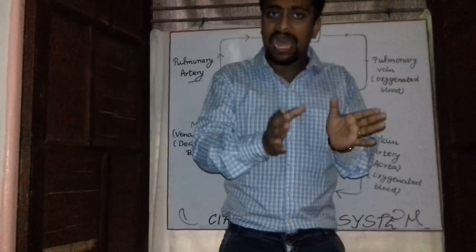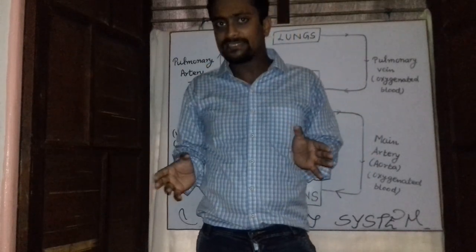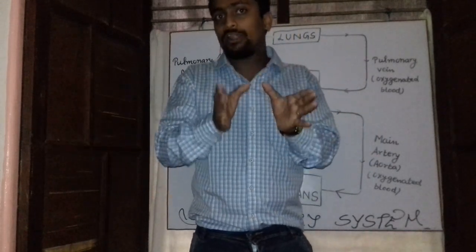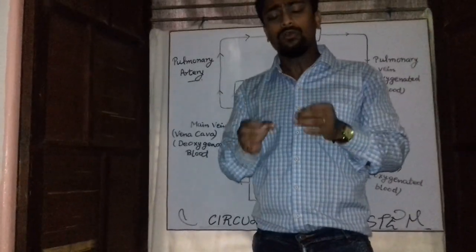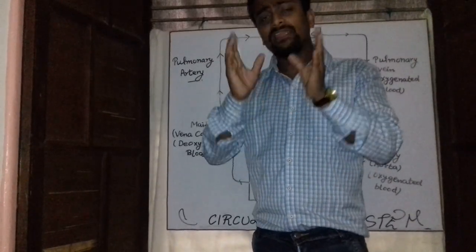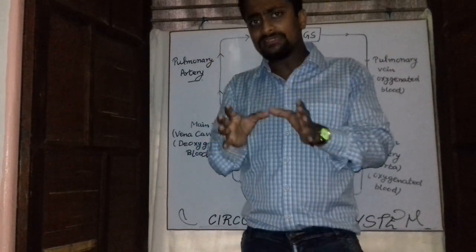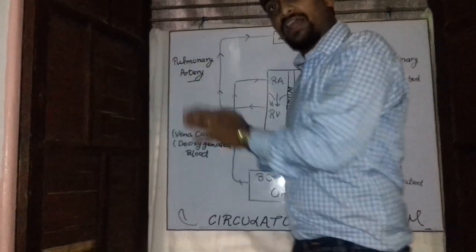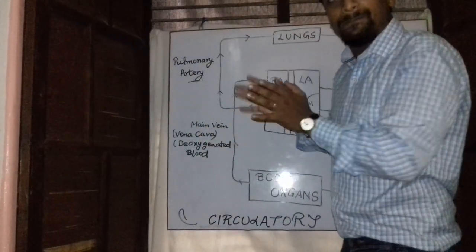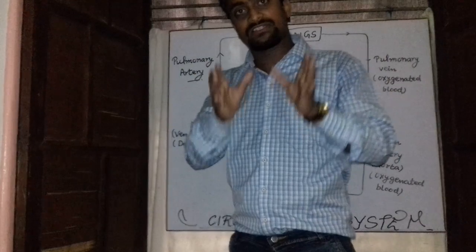The first is the arteries. Now what do you mean by arteries? Arteries are thick-walled vessels. Why are these thick-walled? Because the arteries receive blood directly from the heart, which means the blood coming into these arteries is under very high pressure. So that's why these arteries are very thick-walled. And what is the function of these arteries? The arteries carry the blood from the heart to different parts of the body except the lungs.